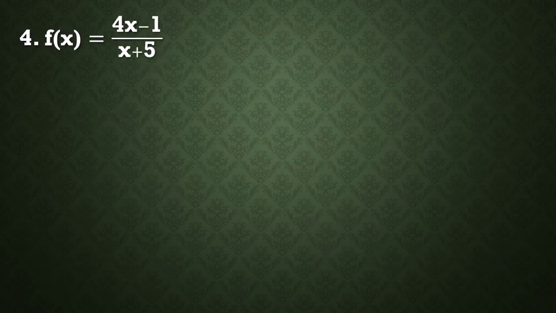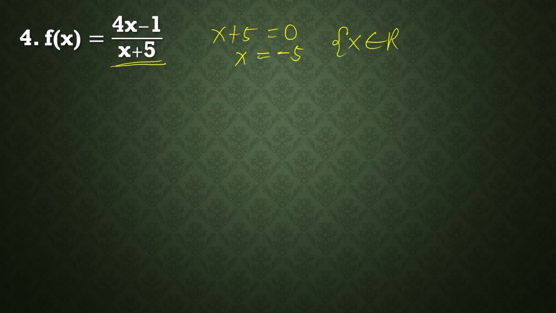Okay. For our next example, number 4, f of x is equal to 4x minus 1 all over x plus 5. So, x plus 5 equals 0. So, and then we subtract 5 from both sides, magiging x equals negative 5. So, the domain of the given function is x is an element of R, wherein x should not be equal to negative 5. Okay. So, yung R na symbol dito is yung real numbers, and then yung parang letter E, element.